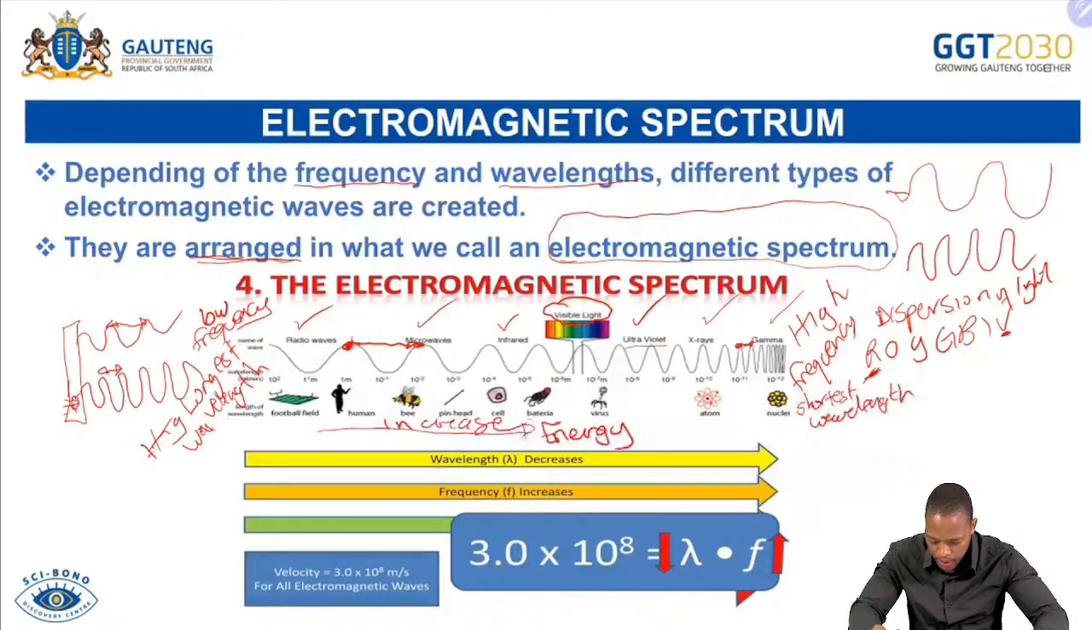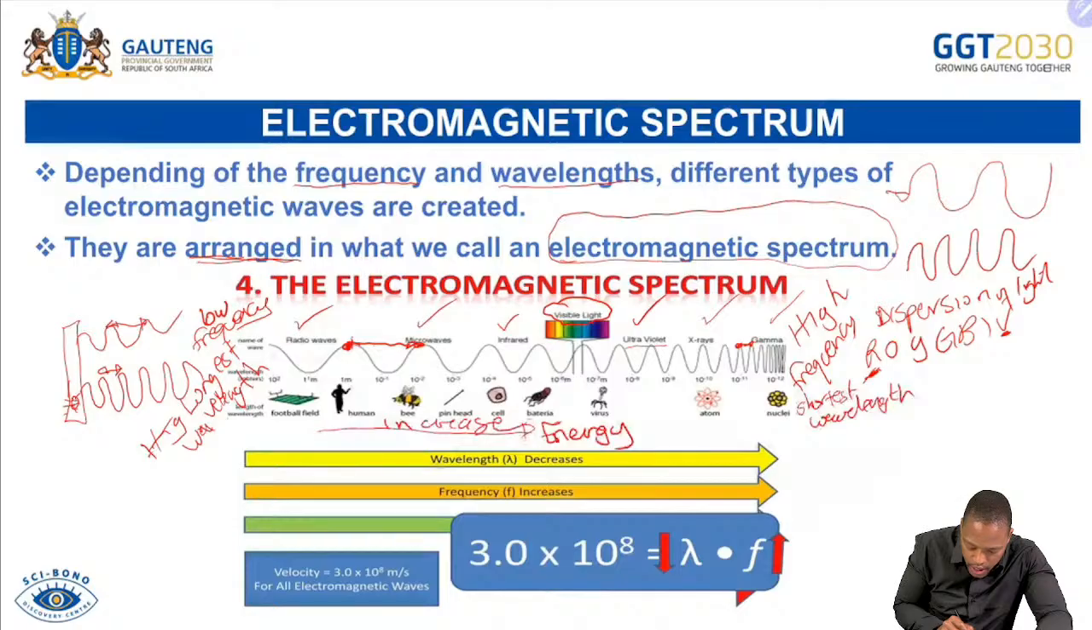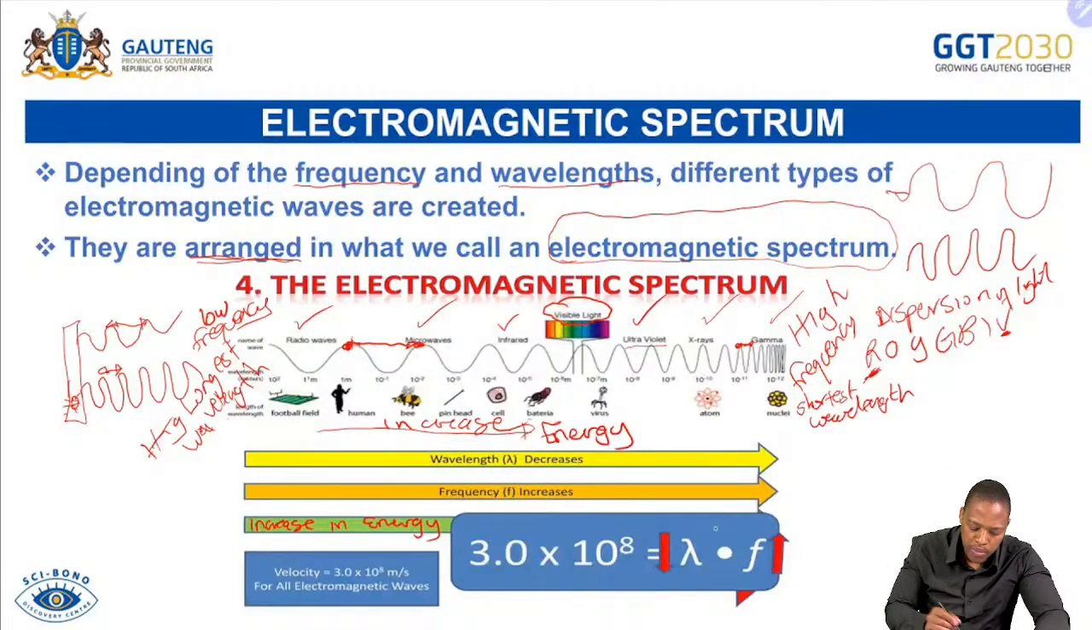So it's very, very important to know that. It's not part of my diagram here. Okay, so let me put it here and say increase in energy. So energy increases with increase in frequency. Okay, so it means where we have low frequency, we have low energy. So that means the radio wave will have the lowest energy.